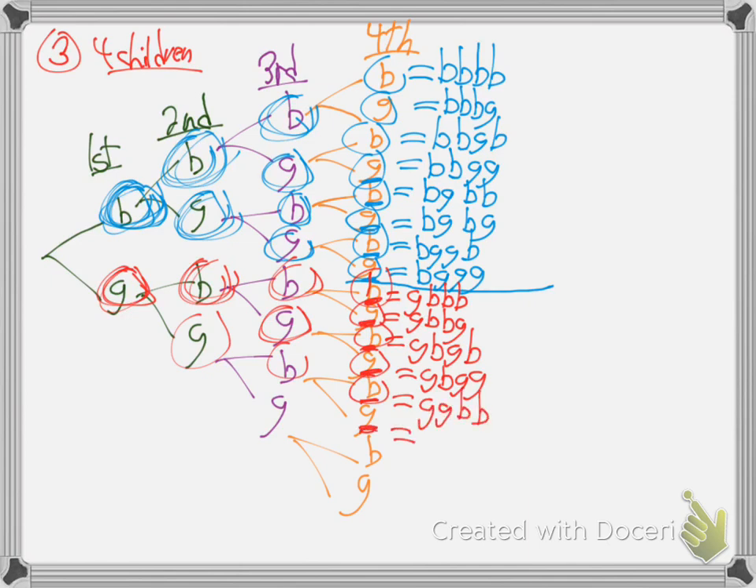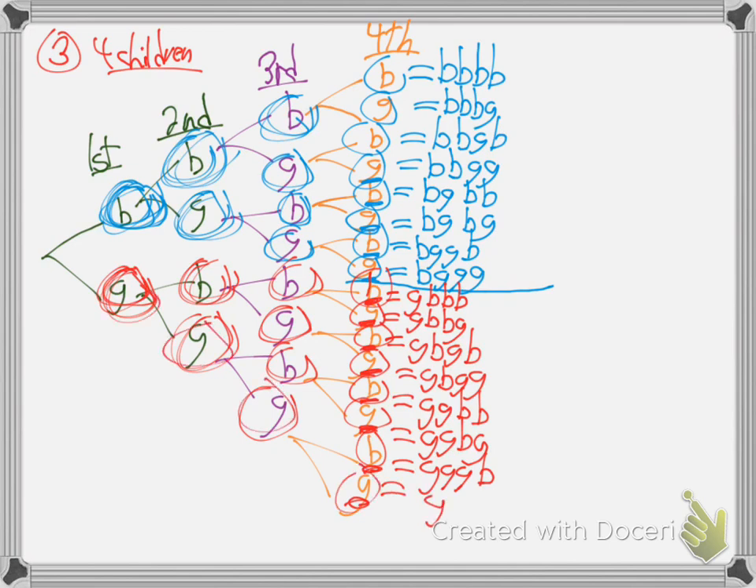How do you get to this spot? Girl, girl, boy, girl. How do you get to this spot? Girl, girl, girl, boy. And finally, how do you get to this spot? Girl, girl, girl, girl. Okay, so that is the sample space right here.